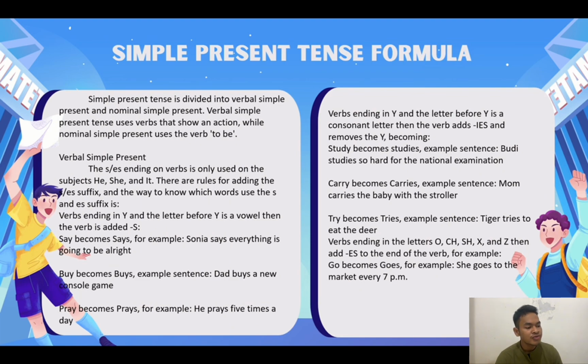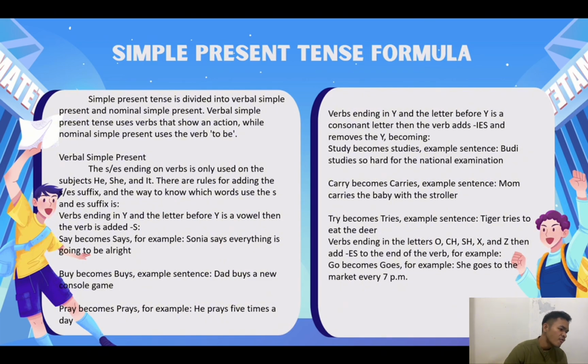And the way to know which word uses the s and which the es suffix: if a verb ends in y and the letter before y is a vowel, then the verb is added s. For example, say becomes says. Sonia says everything is going to be alright. Buy becomes buys. Dad buys a new car. Pray becomes prays. He prays five times a day.